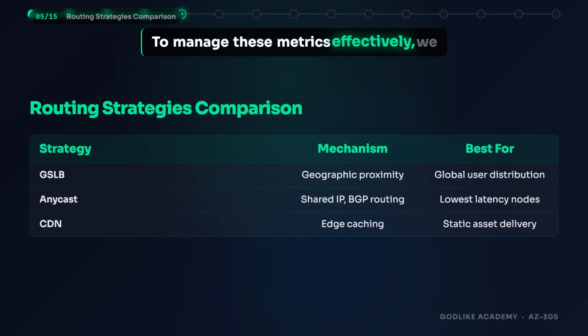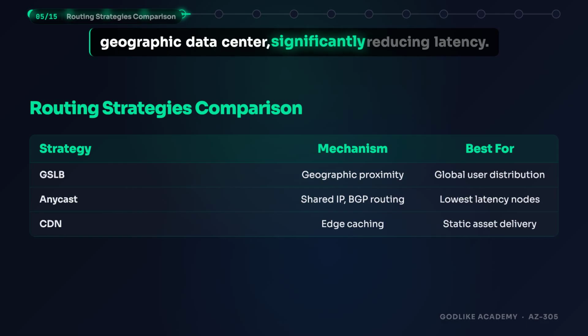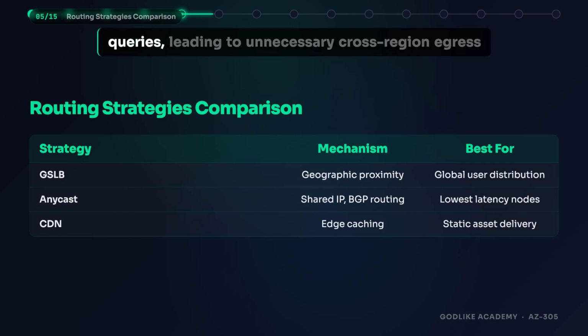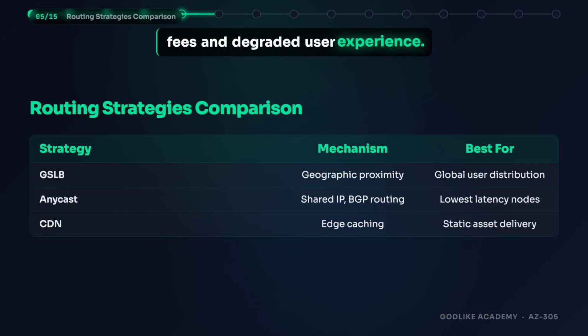To manage these metrics effectively, we employ various routing strategies. GSLB directs users to the closest geographic data center, significantly reducing latency. Anycast routing uses a shared IP address across multiple nodes, letting BGP metrics route traffic to the nearest node. CDNs cache static assets at the edge, offloading traffic from the origin server entirely. Mixing these up during an exam scenario will cause you to select the wrong service for dynamic database queries, leading to unnecessary cross-region egress fees and degraded user experience.